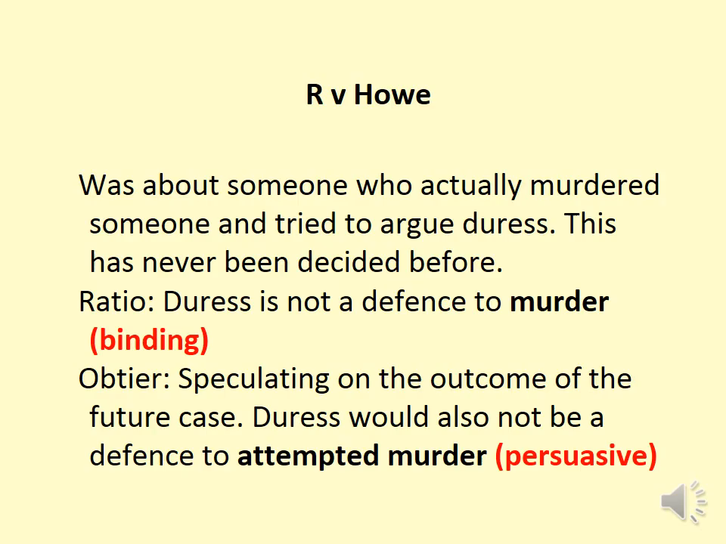This was a case about somebody who was actually murdered, and the defendant tried to argue the defence of duress. But this had never been decided before. And the ratio, which you'll remember we said was binding, so had to be followed, was that duress is not a defence to murder. The obiter dicta, which was speculating on the outcome of a future case, was that if this had been a case about attempted murder, so the victim hadn't actually died, duress also wouldn't have been an available defence.